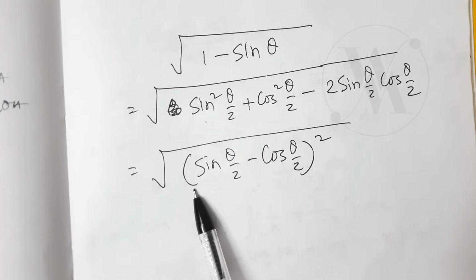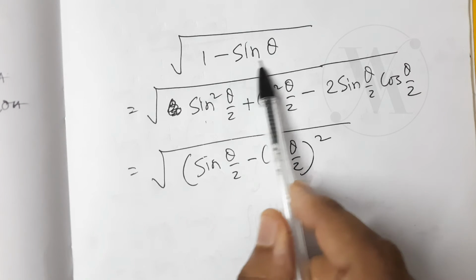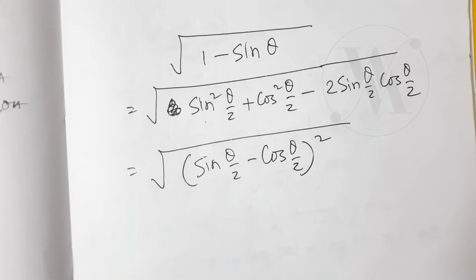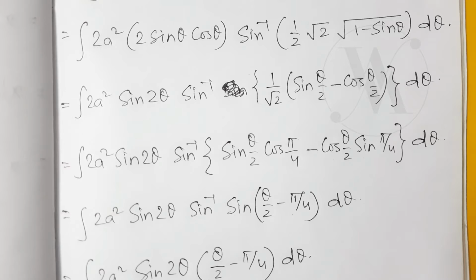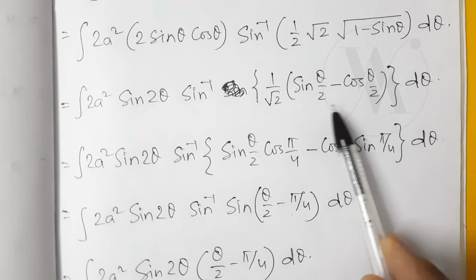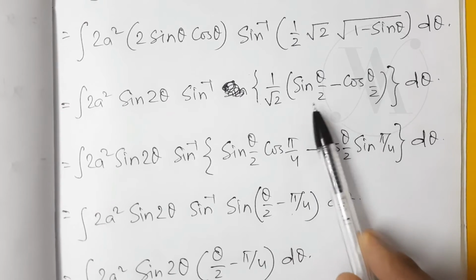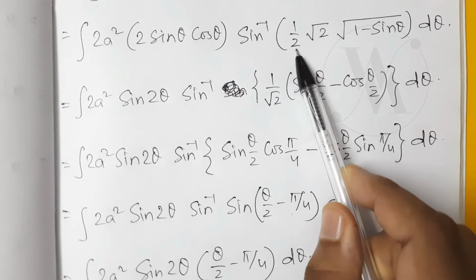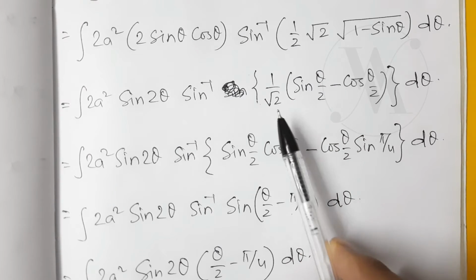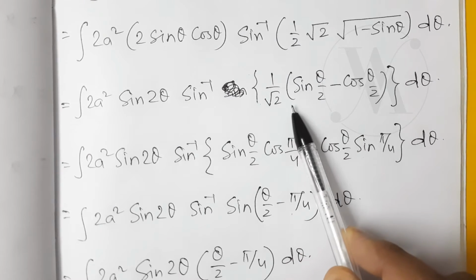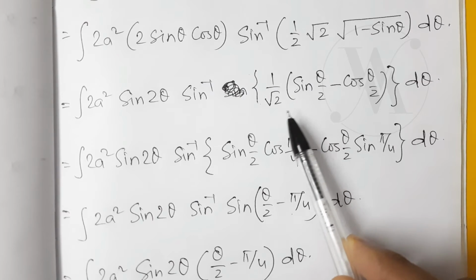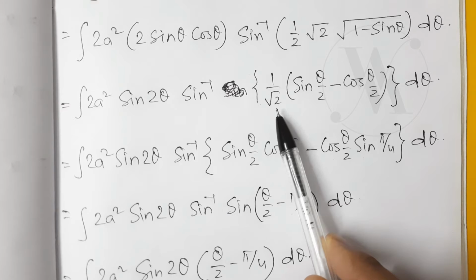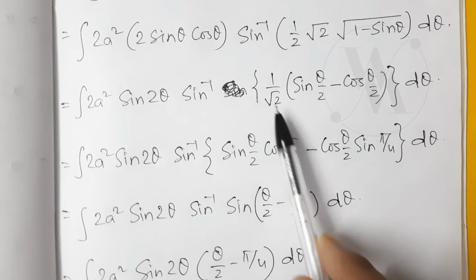Now we will substitute this value of root over 1 minus sine theta into that sum. Here we have already substituted this value, sine theta by 2 minus cos theta by 2. And this root 2 with this 2, this will be 1 by root 2. So here again we will apply a rearrangement of terms. We will multiply, and then what is the value of cos pi by 4? That is 1 by root 2.